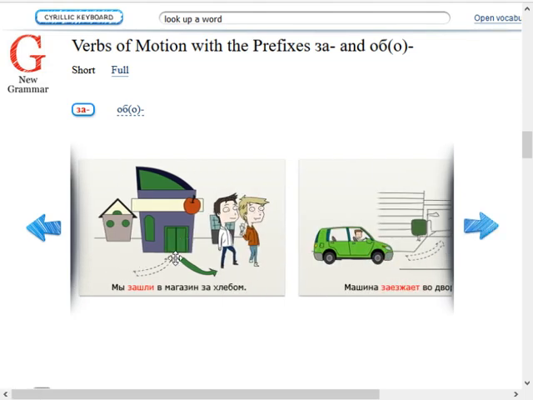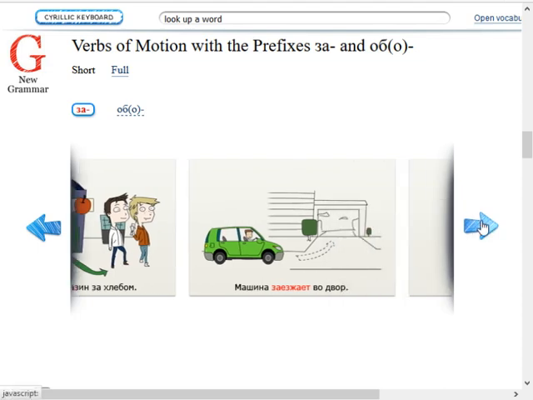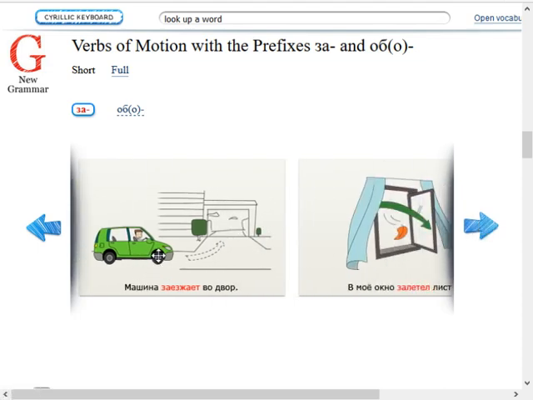Мы зашли в магазин за хлебом. So we stopped into the store for bread. Again, make a quick trip to the store for bread. Okay, then you use за. We went quickly, made a quick stop into the store. And then машина заезжает во двор. The car drove into the yard.